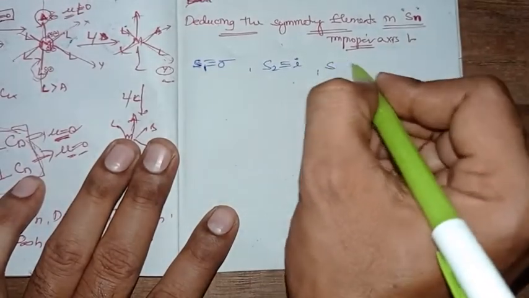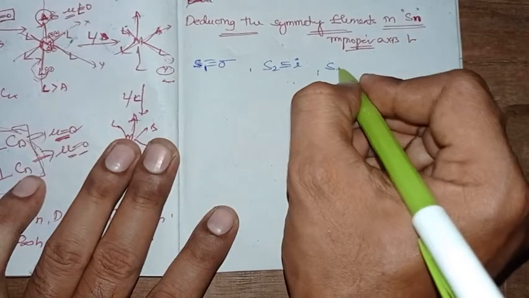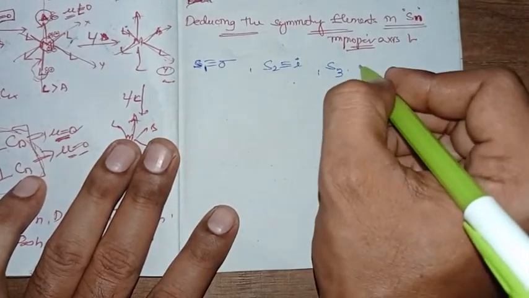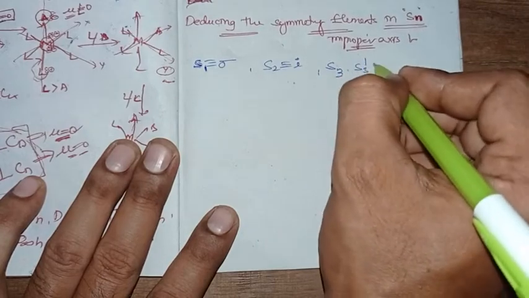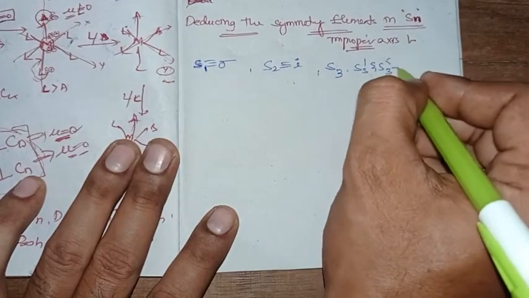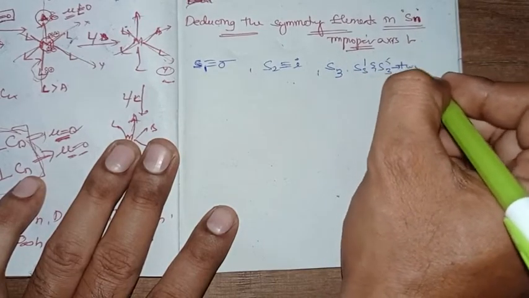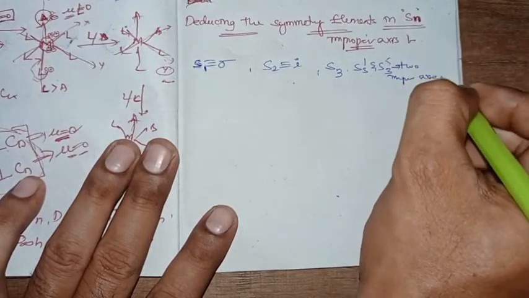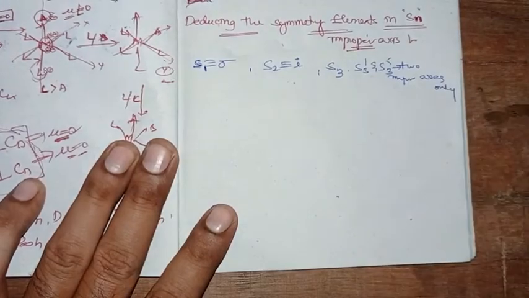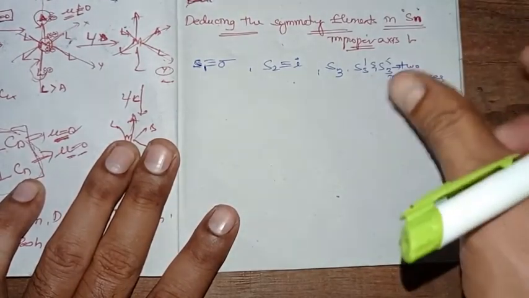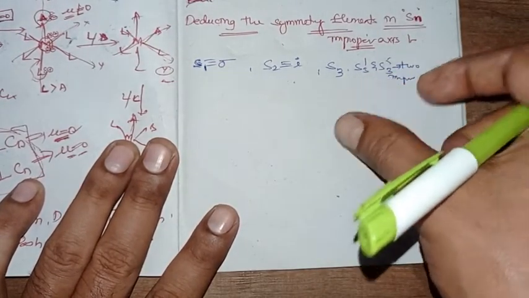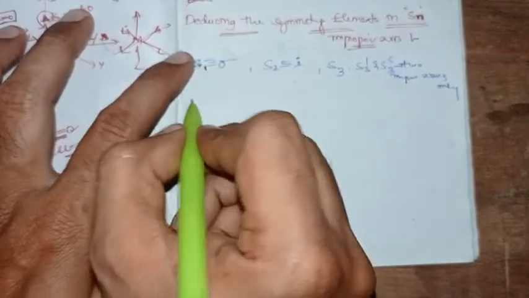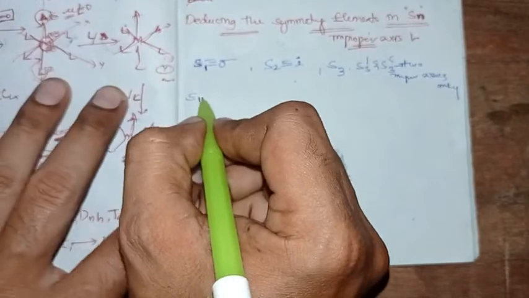And there, S3 improper axis will have only S3^1 and S3^5, two improper axes only, right? How are we defining it like this? I am going to explain this one here. So initially, going with S1, right?